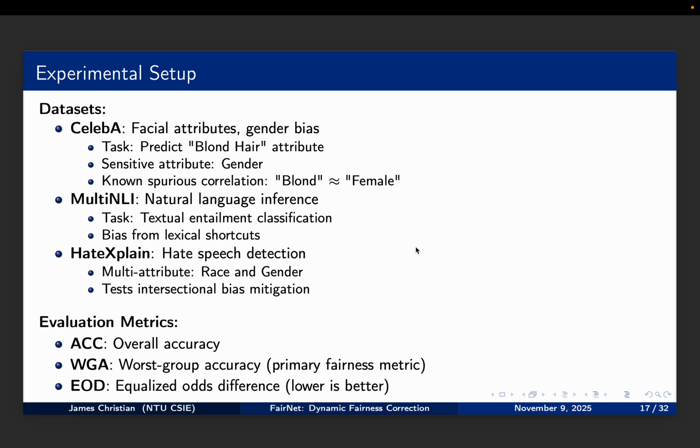Multi-NLI for natural language inference. The task is textual entailment classification. There is bias from lexical shortcut. Hate explain, for hate speech detection, has multi-attributes, race and gender. It tests intersectional bias mitigation. The evaluation metrics are ACC for overall accuracy, WGA for worst group accuracy, which is the primary fairness metric, and EOD for equalized odds difference, where lower is better.